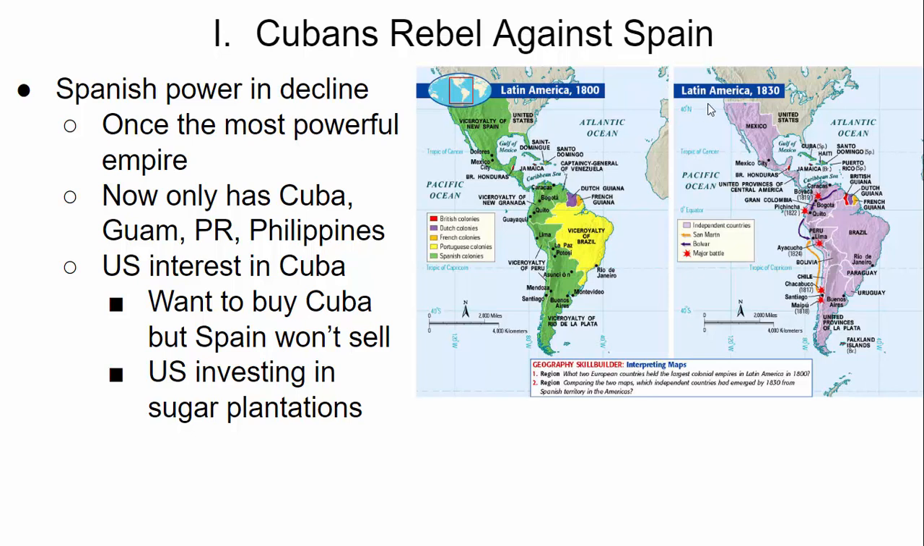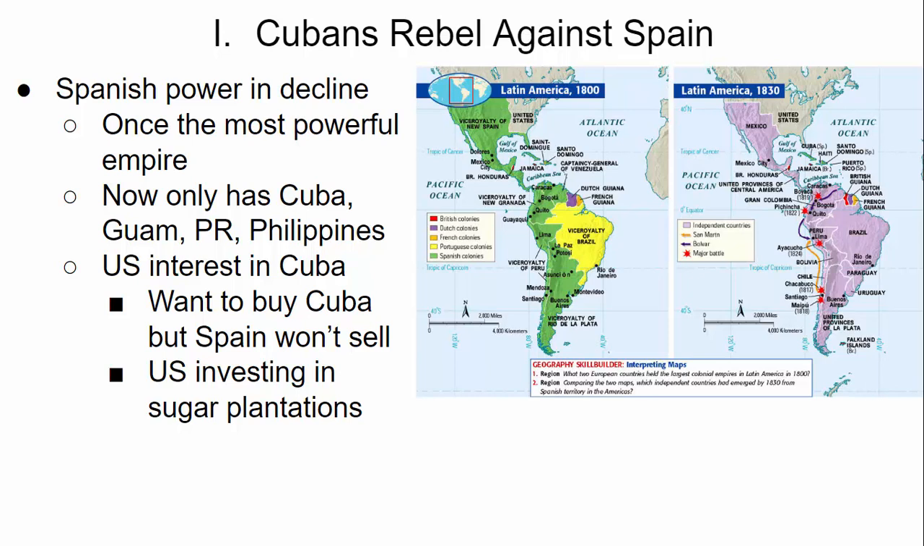Okay, so we see here this exact same map, but by 1830, Spain has lost pretty much everything on this map that they once had. Okay, by 1830, Spain only has Cuba and Puerto Rico, which are here in the Caribbean, and then Guam and the Philippines, which are in the Pacific Ocean. Okay, so as everybody else is really starting to begin their campaigns of imperialism, Spain's is declining.